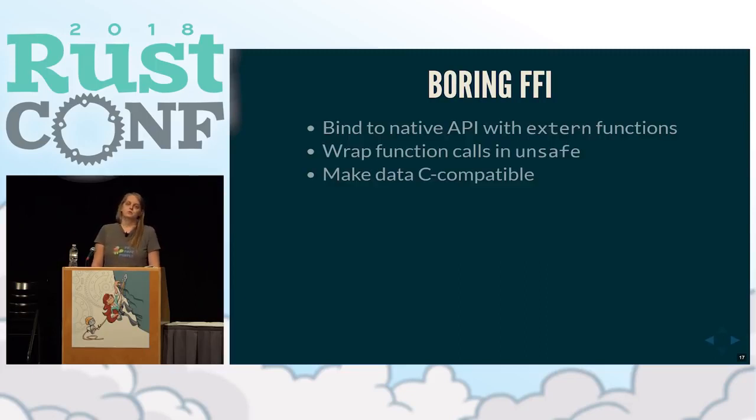So the way you go about using C code with Rust is by using external functions that are declared as the ABI that you want to use. You need to wrap those function calls in unsafe because the compiler can't verify that they'll actually be there when you run. And you may have to make data compatible in a way that C can understand, because Rust is smarter than C in this aspect. The work falls onto you with a bunch of stuff.